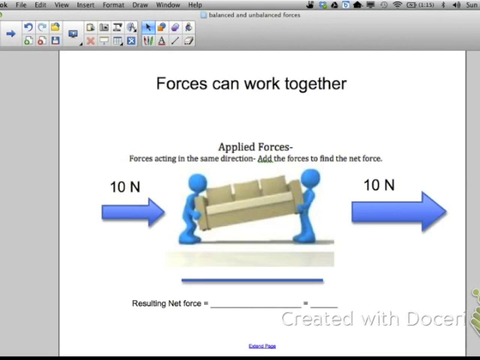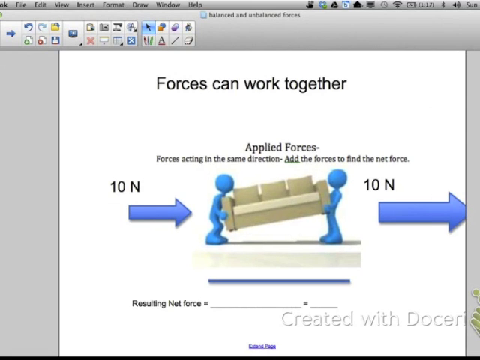One instance you will see is forces working together. Oftentimes we see this if you have to move something and someone is helping you carry it: the forces are working together in the same direction. These are called applied forces, forces acting in the same direction. And what we do is we simply add them together.